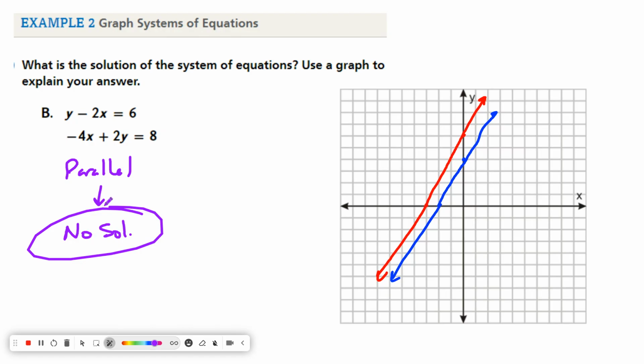Okay, so this is the end of the first video covering how to use Desmos to graph. The second video coming up is going to be a word problem. All right, so continue watching the second video.